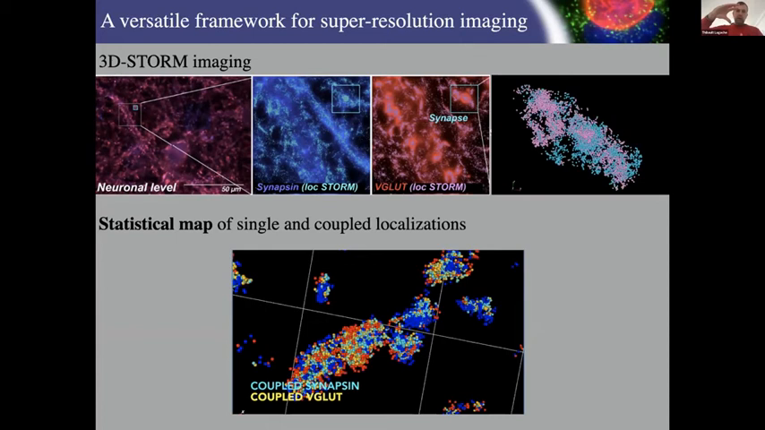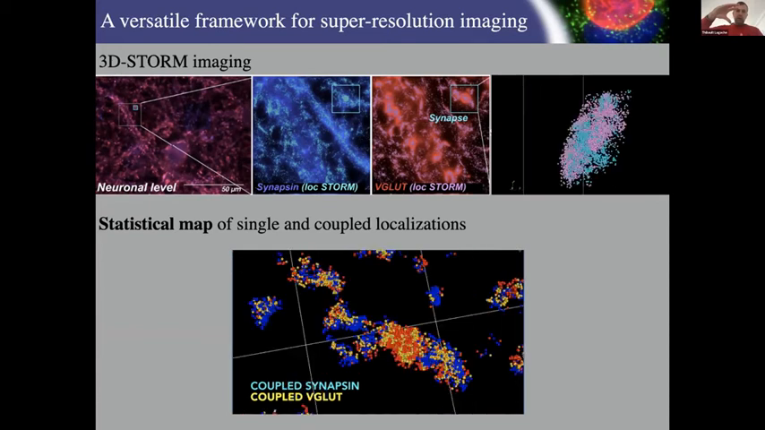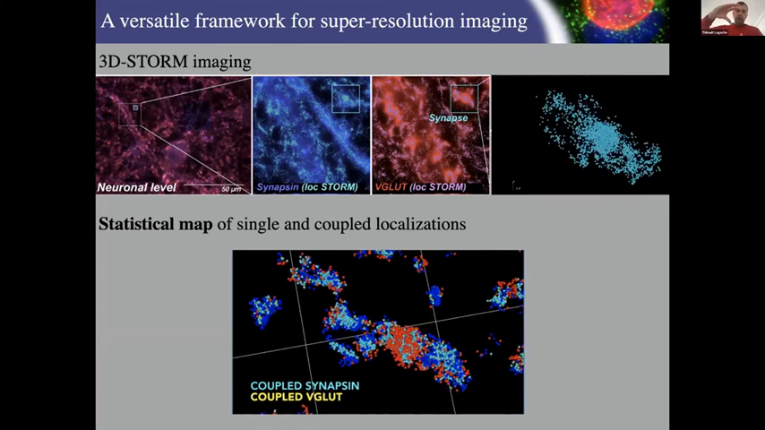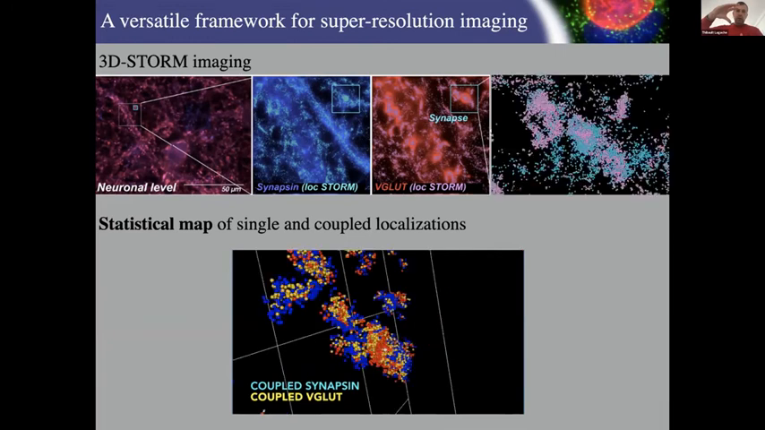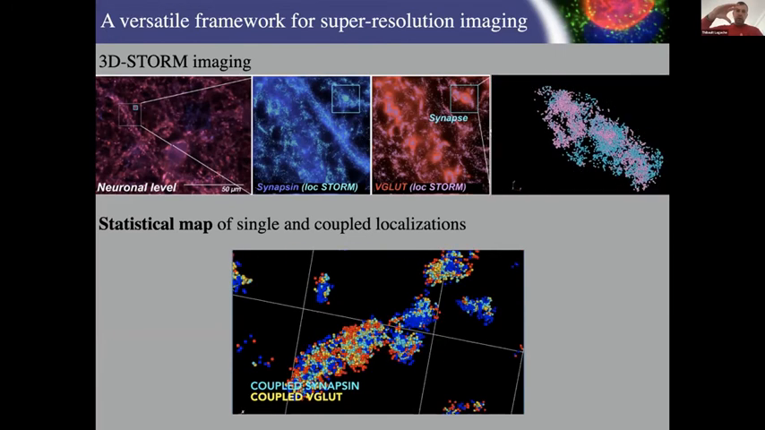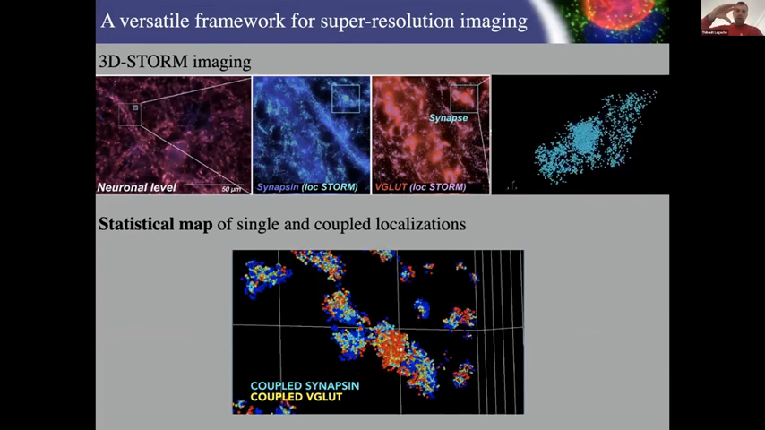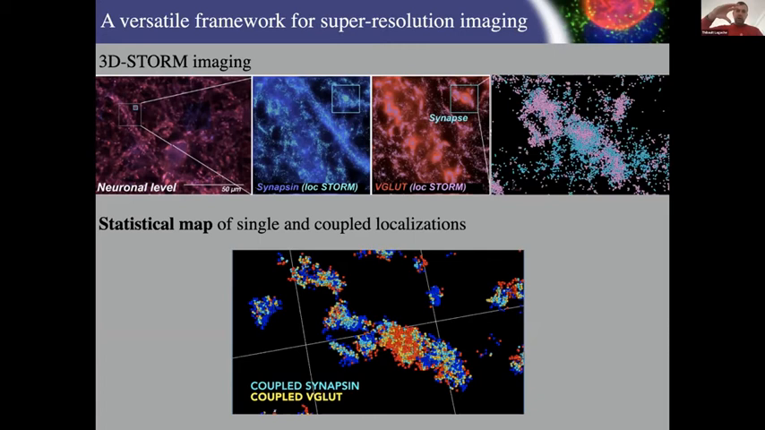So here between synapsin and Viglet. So these are 2 markers of presynaptic molecules. And what we observed is that they were indeed coupled with a mean distance of something like 60 nanometers. So the size, more or less 40 nanometers, so the size of synaptic molecules, and a stoichiometry that was in line with what has been observed with mass spectrometry.